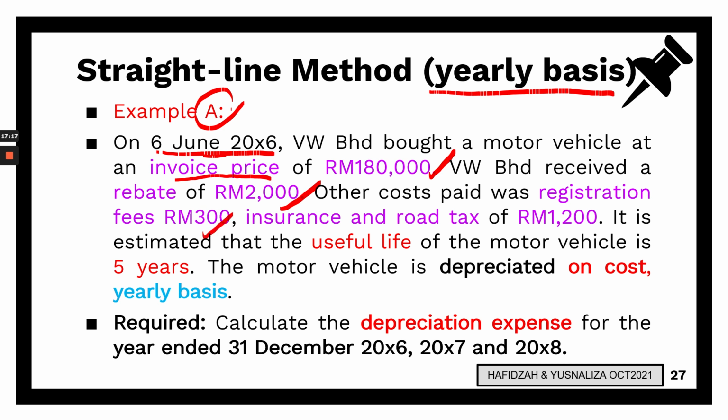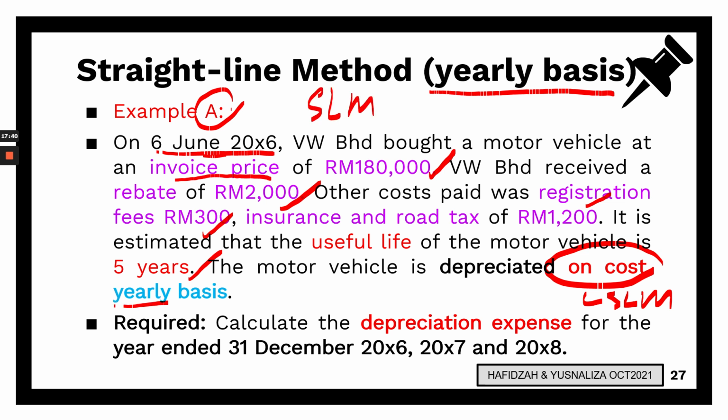and this is the insurance and road tax for the first time incurred for the motor vehicle, so that will be capitalized. And there is an estimated life of the asset, which is 5 years, and the asset will be depreciated on cost. On cost, that means straight line method, SLM.